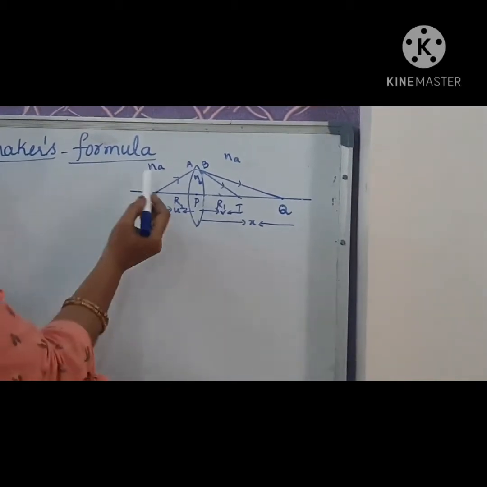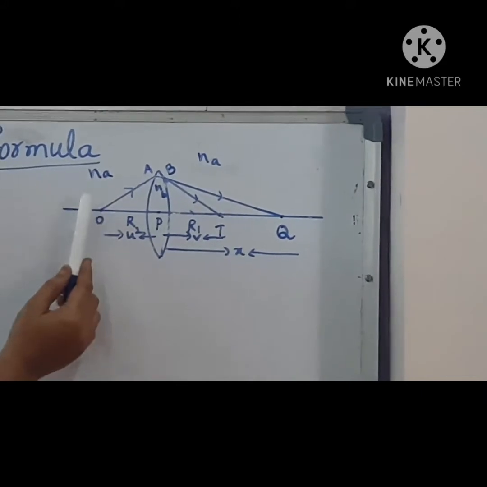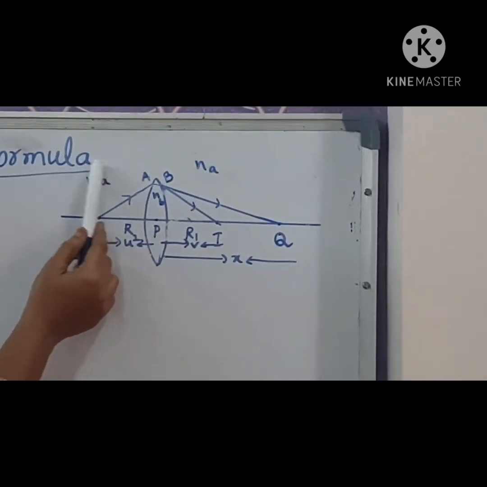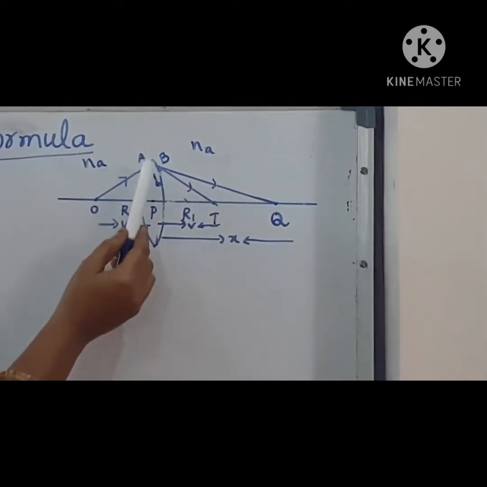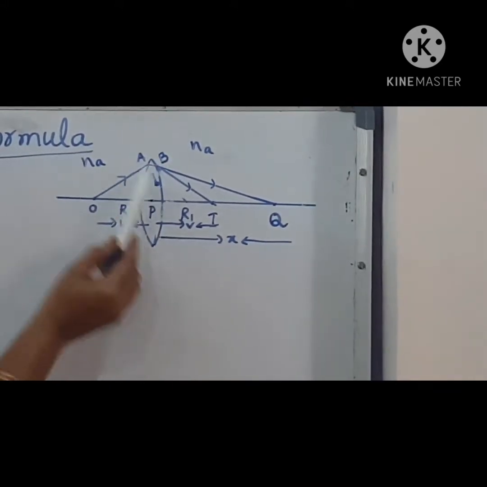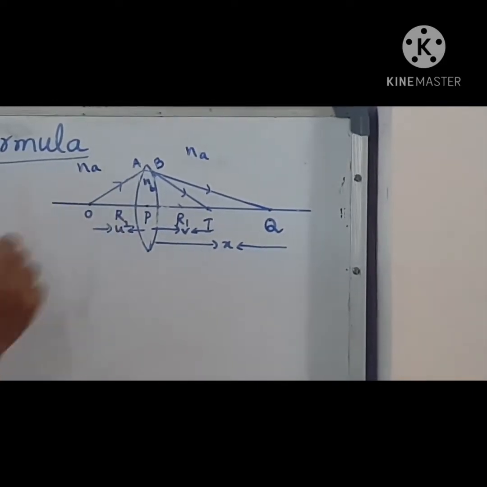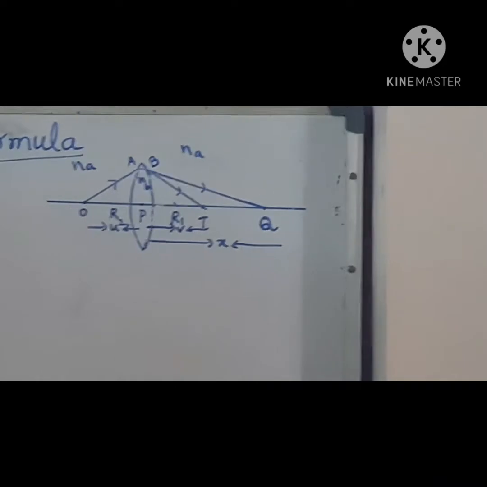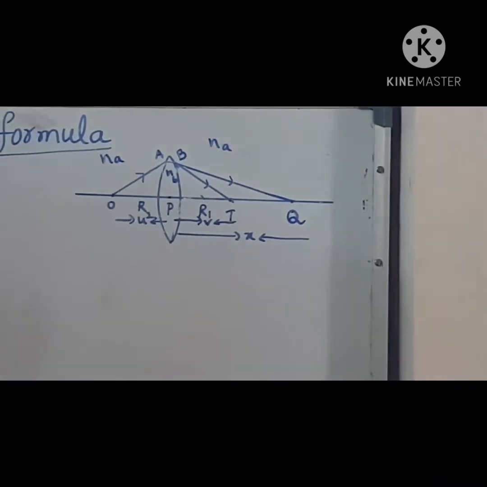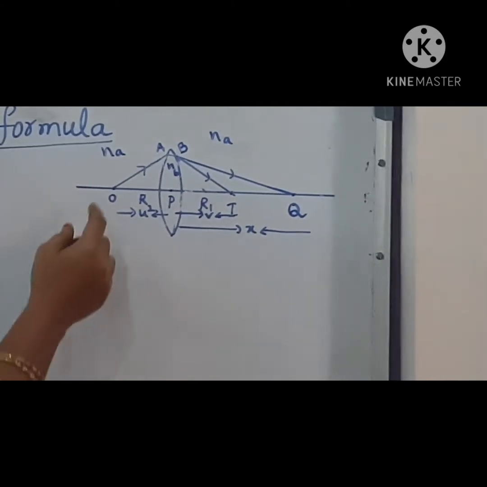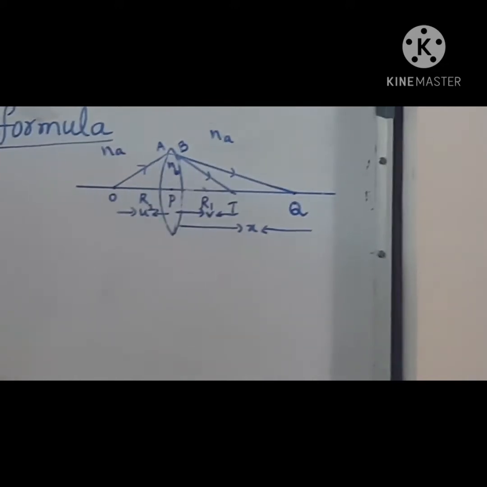Children, NA is the refractive index of the first medium, when the light is incident in air. So the refractive index of the first medium is NA, and the refractive index of the second medium, or the refractive index of the lens, is NB. So NA and NB are the refractive indices of the first and second mediums respectively. So in this diagram, P is the optic center, R1 and R2 are the two radii of curvature, and NA and NB are the refractive indices of the two different mediums.